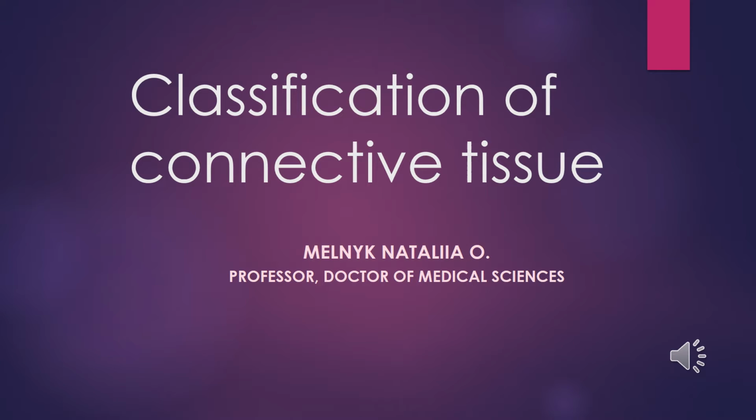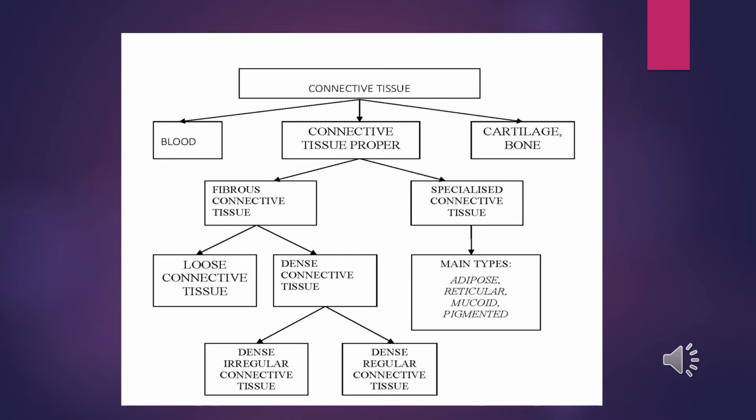Dear students, I will present to you the classification of connective tissue. On this slide, you can see a scheme of the classification of connective tissues. Connective tissue includes subtypes: blood, connective tissue proper, cartilage, and bone. Cartilage and bone together form the type skeletal tissue.